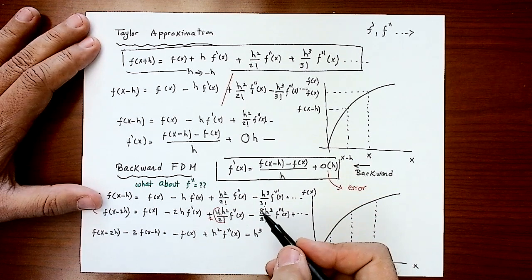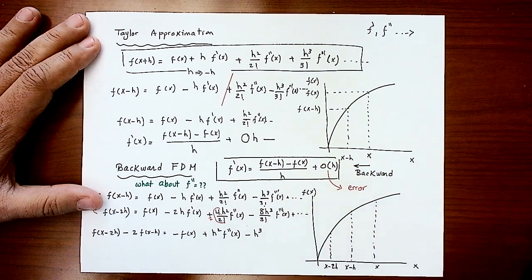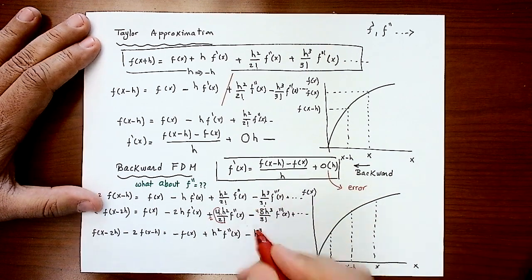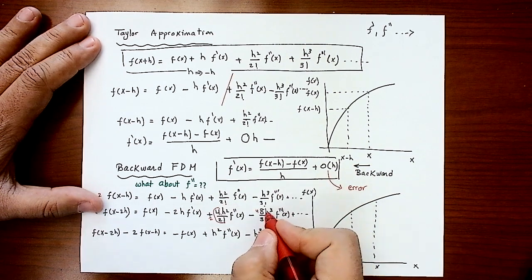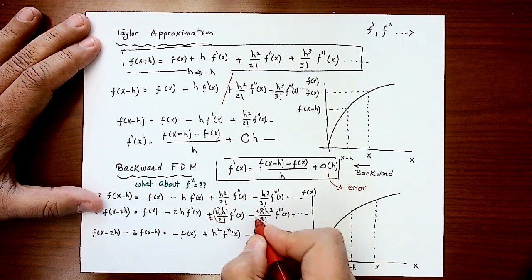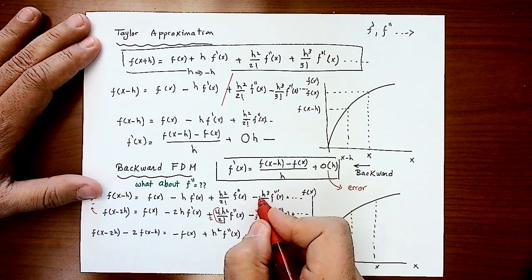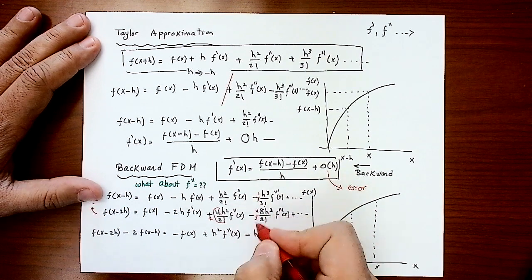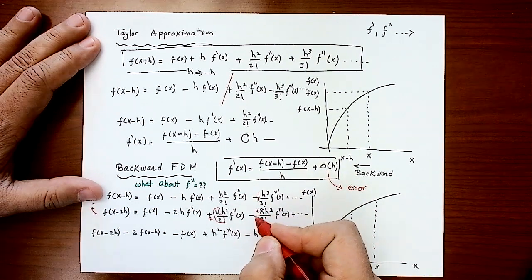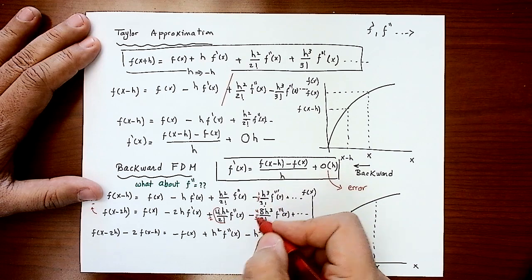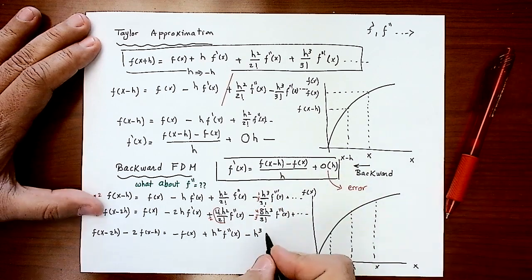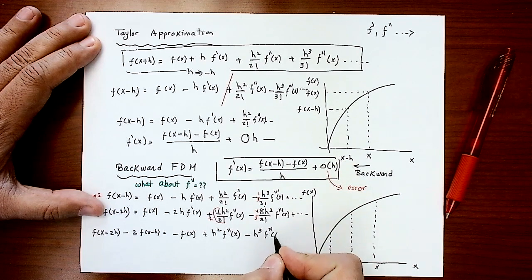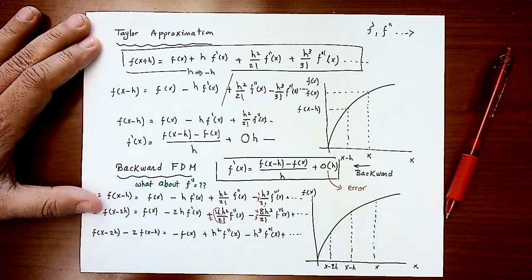Then if you continue, we'll get actually h cubed. Again, this is 8 over 6, right? Which is 4 over 3. Then this will be actually 1 over 3. So when you subtract, 4 over 3 negative plus 1 over 3, it will be minus 3 over 3, which is 1, f triple prime of x plus the rest of the terms.